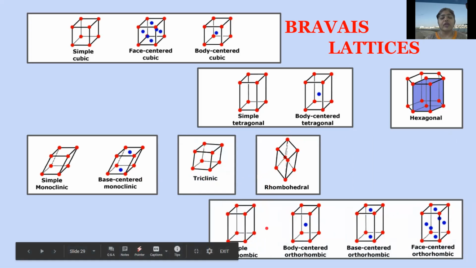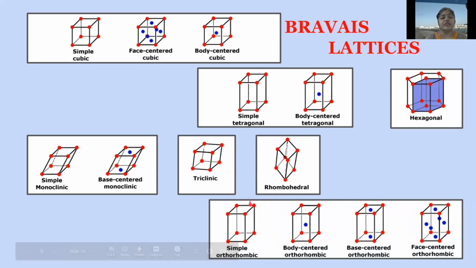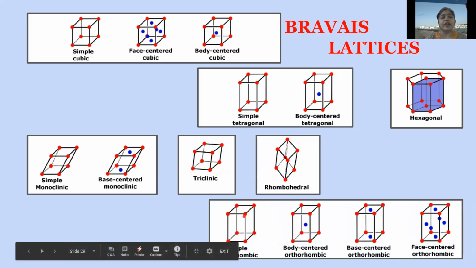In orthorhombic, you can have 4 different types of unit cells. The first one is the simple orthorhombic, where only at the corners the particles are present. The next, you have the body-centered, where there is a single particle in the center along with the corners. Then you have the base-centered, that is on the top face and the bottom face. At the center of both the faces, you have an extra particle. And then you have the face-centered, where there is a particle at the center of every face of this orthorhombic unit cell.